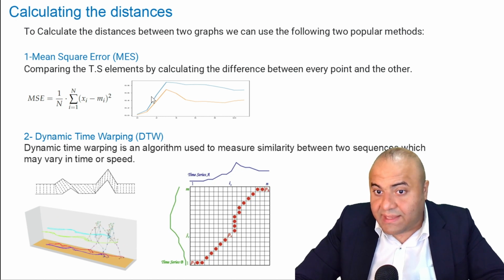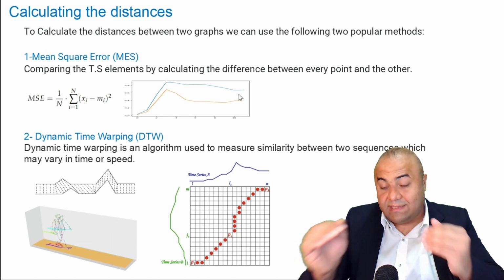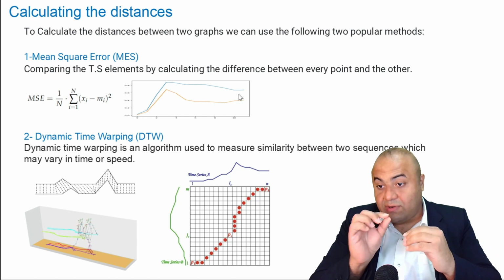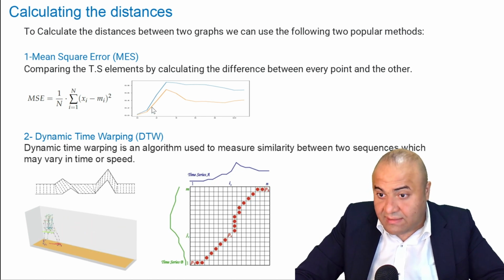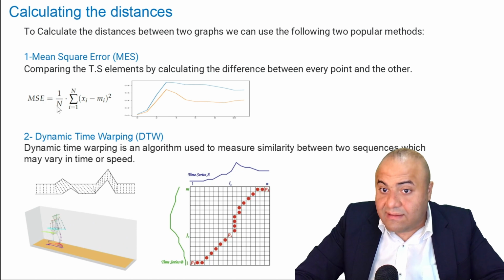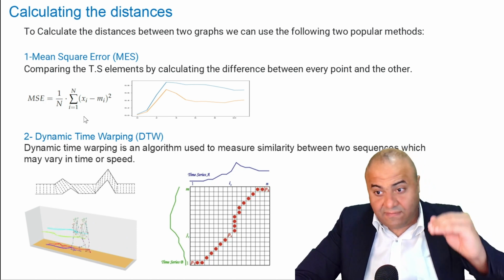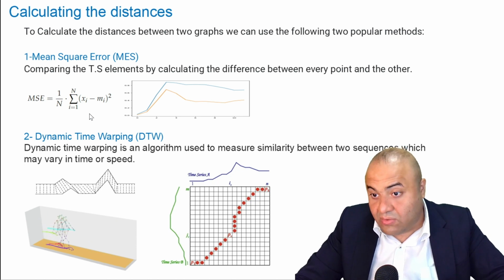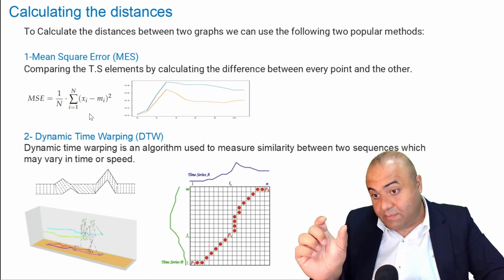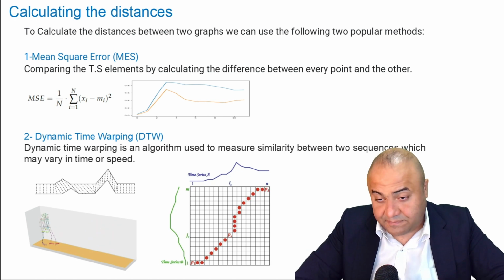So if we have one curve and another curve, we calculate for every point, xi, the value of this minus the value of this, and we square this value. Then we keep doing it for all points along the time series. At the end, we divide by the number of points, and by that we get the mean square error value that represents the distance between 2 time series.